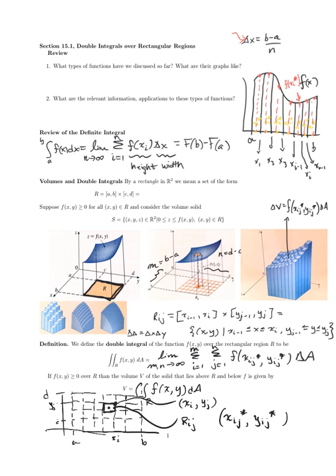and then you have S lying above each R_ij by a thin rectangular box or a column with the base R_ij, and the height would be F of (x_ij star, y_ij star). So you have to picture that. That would be coming out of the page up at us. And that's the way the theory works.